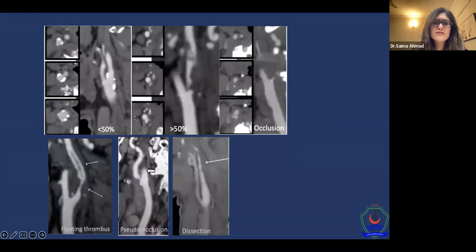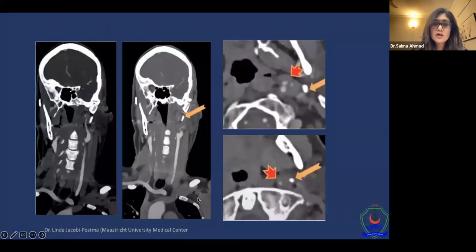You can do the grading, less than 50%, more than 50% stenosis. Then there is occlusion at the carotid, and then there is a floating thrombus. This is pseudo-occlusion, and this flame shape is dissection. Flame shape is always the dissection of the carotid. So this is a case. This is not my case, but I have taken it from another doctor.